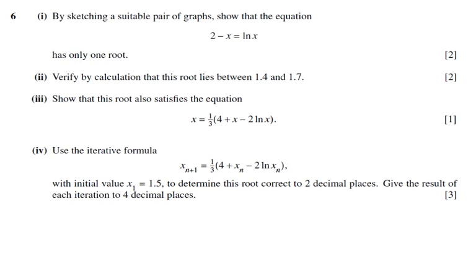Okay, by sketching a suitable pair of graphs, show that the equation 2 minus x equals ln x has only one root. Then verify by calculation that this root lies between 1.4 and 1.7. Show that this root also satisfies the equation x equals 1/3 (4 plus x minus 2 ln x). And then, using the iterative formula, find the root correct to 2 dp, using x1 value as 1.5.